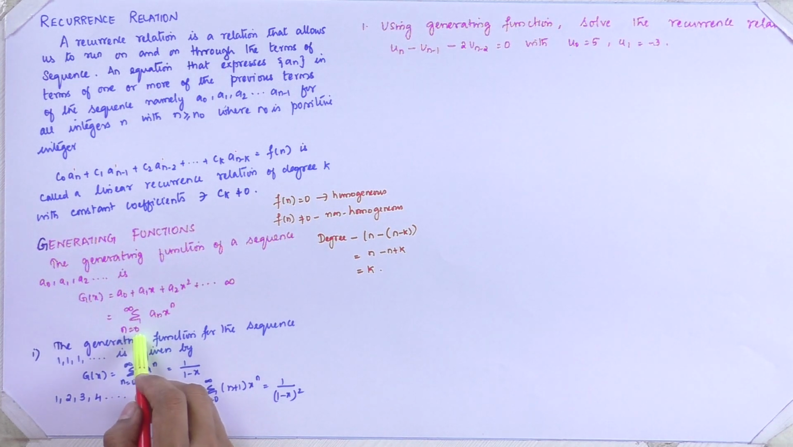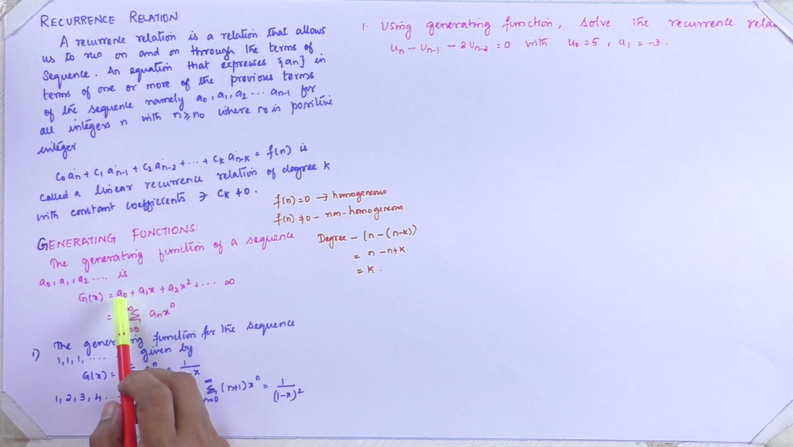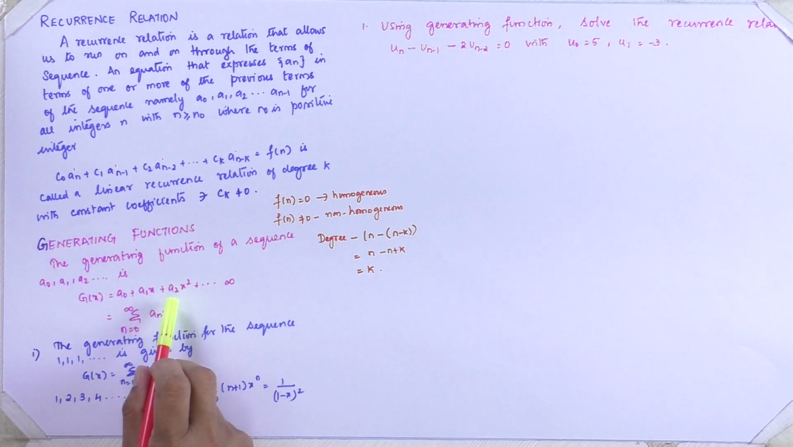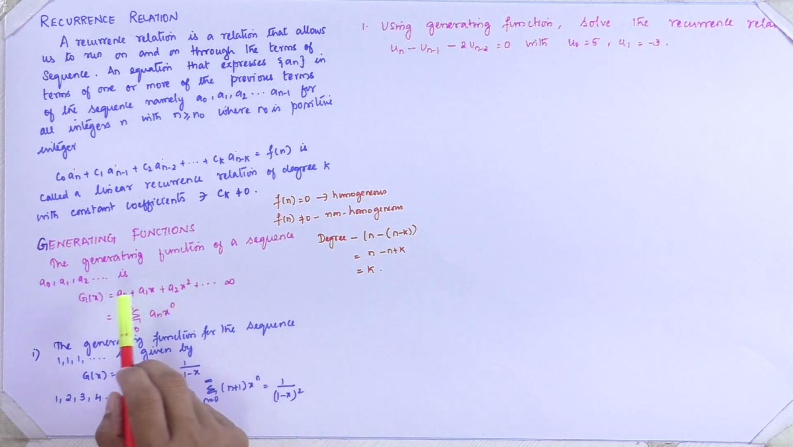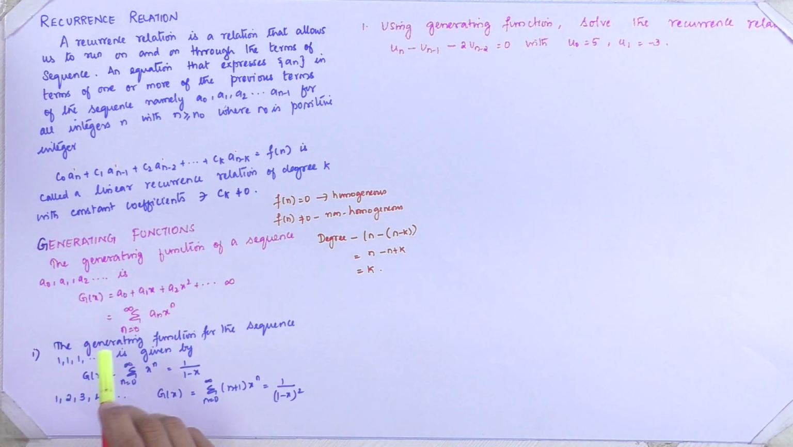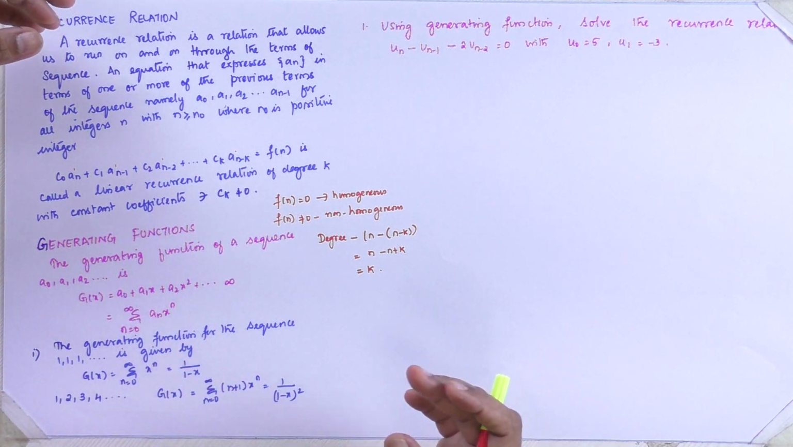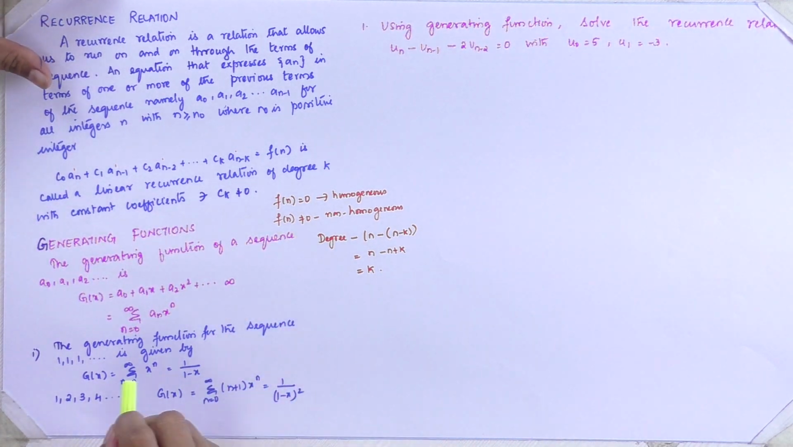Now see, when I substitute n as 0, I get a0 x power 0, anything power 0 is 1, so I get a0. When my n is 1, I will have a1x, that is my second term. When my n is 2, I have a2x square, that is my third term. Likewise, it keeps going till the last term, infinity. So this is all about the generating function. It generates something in a sequential manner.